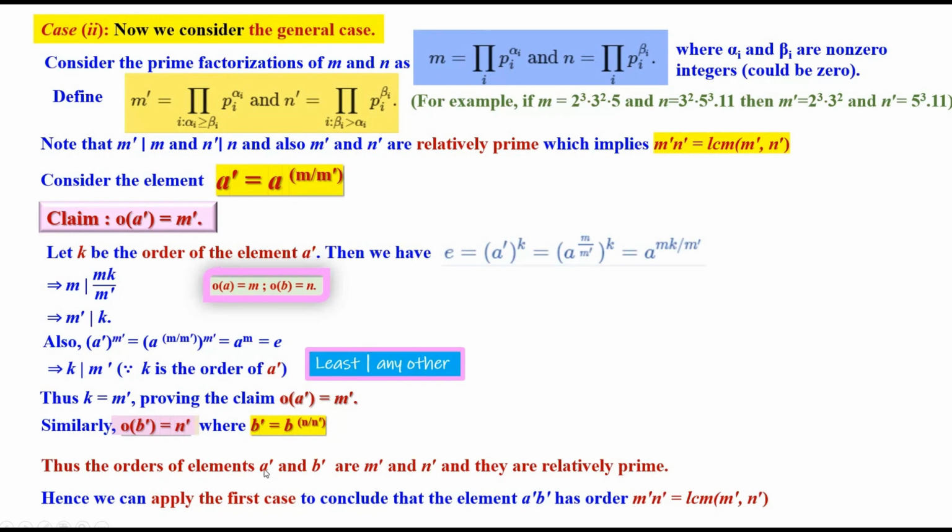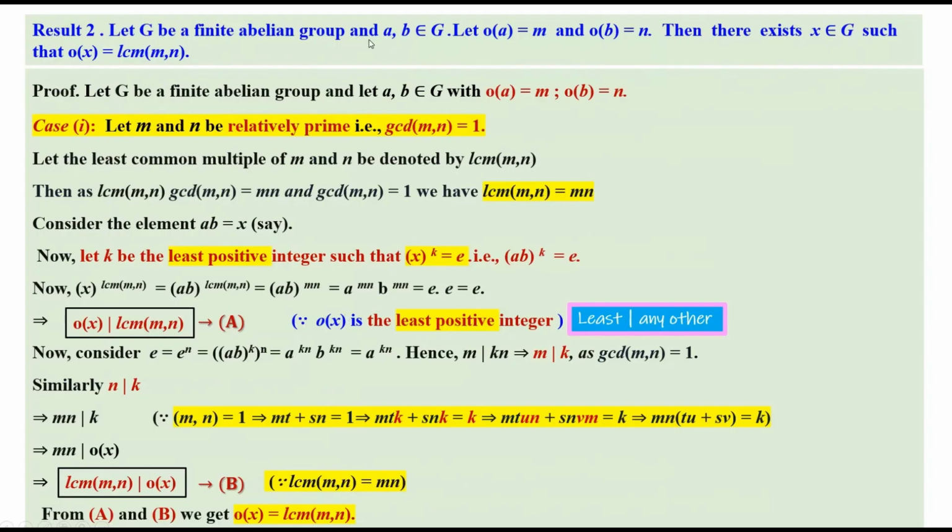So thus the orders of elements a prime and b prime are m prime and n prime, and they are relatively prime. So by the previous case, we must have a prime b prime to be of order m prime n prime, which is nothing but LCM of m prime n prime. So in the general case also, we have the result to be true. So we conclude, this is the statement, whenever G is a finite abelian group with a of order m, b of order n, then we can always find an element x in G such that order of x is LCM of m, n.